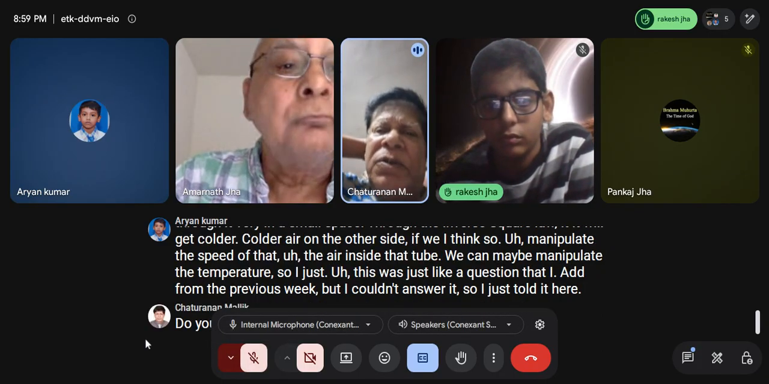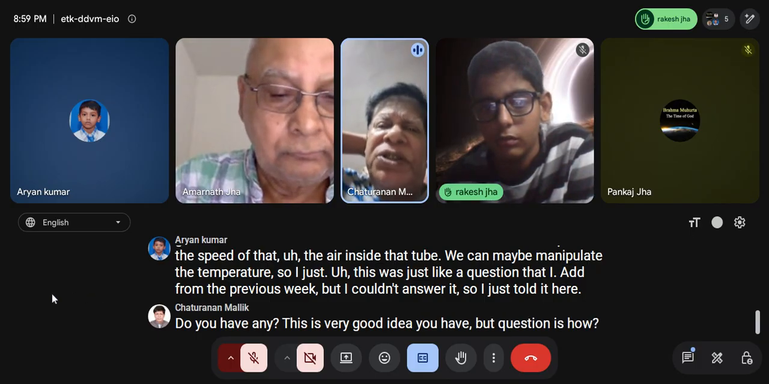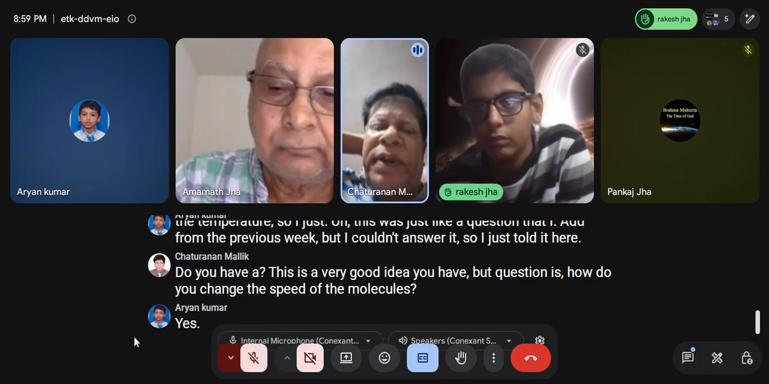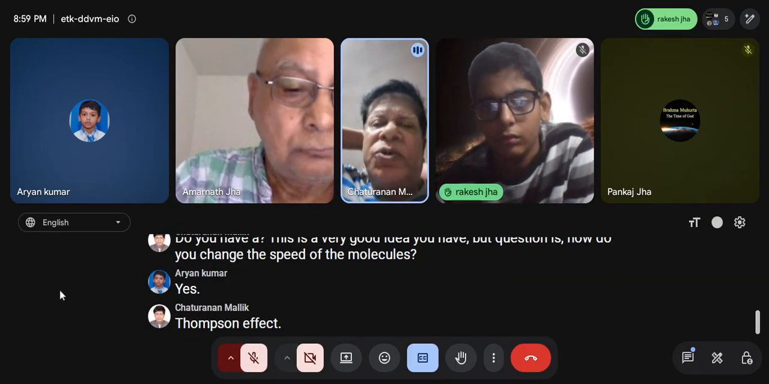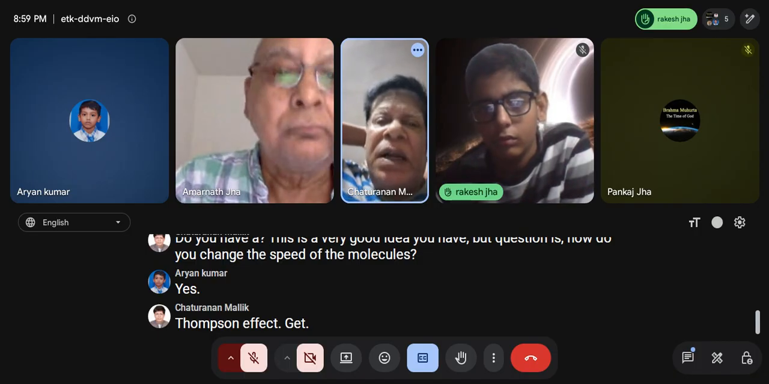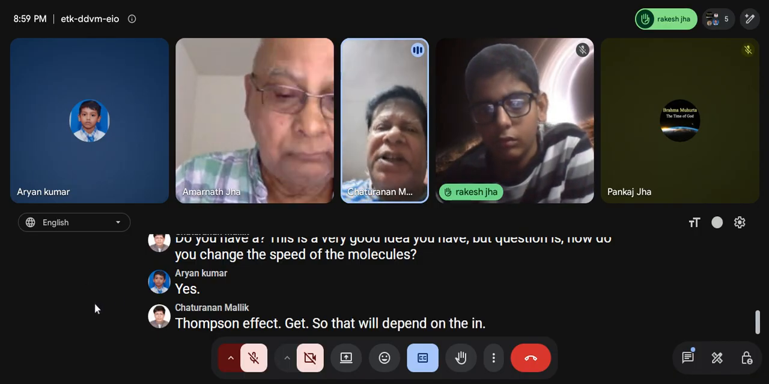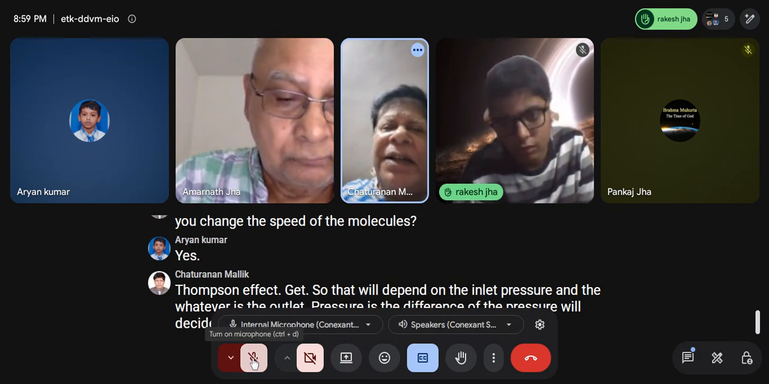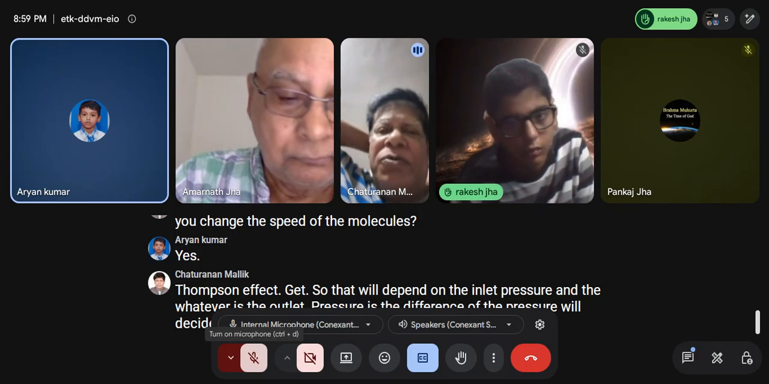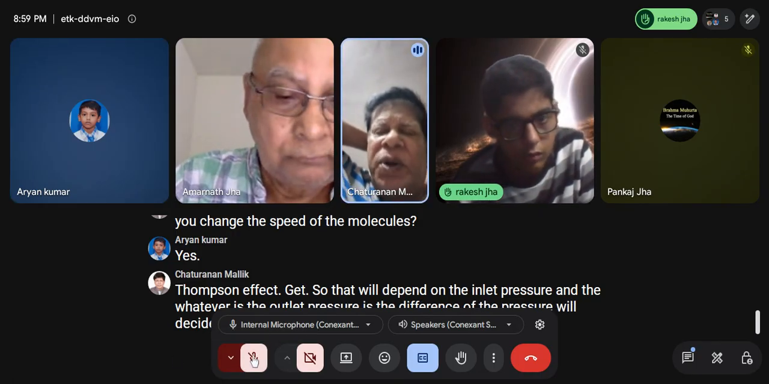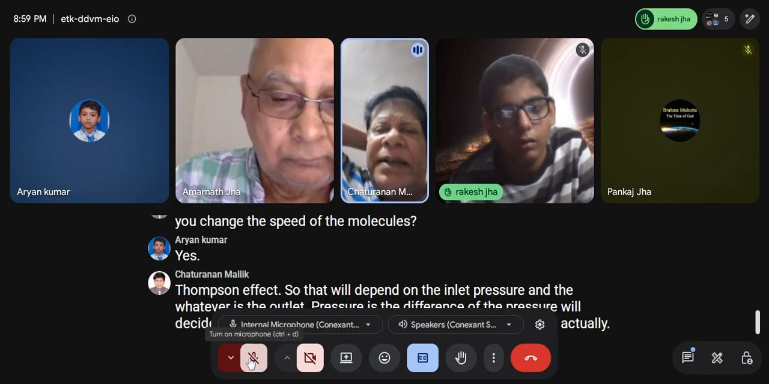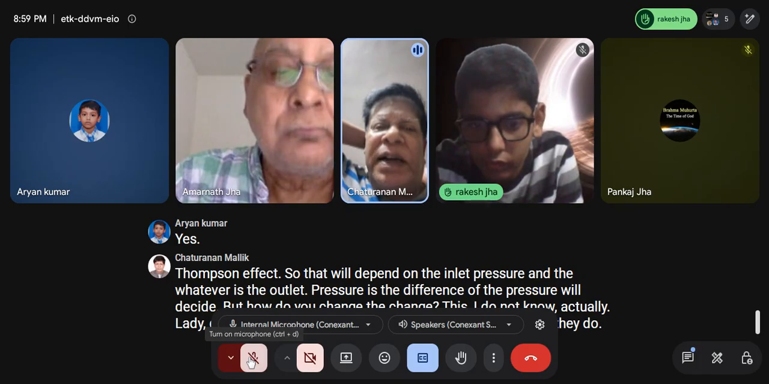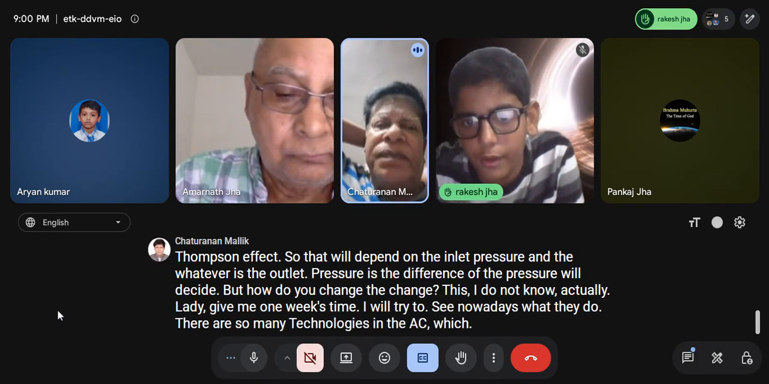This is a very good idea you have, but the question is how do you change the speed of the molecules? In the Joule-Thomson effect, you pass air through a nozzle, so that will depend on the inlet pressure and the outlet pressure. The difference of pressure will decide how fast it goes. But how do you change this? I do not know actually. Give me 1 week's time. I will try to see what they do nowadays. There are so many technologies that have come in the AC.